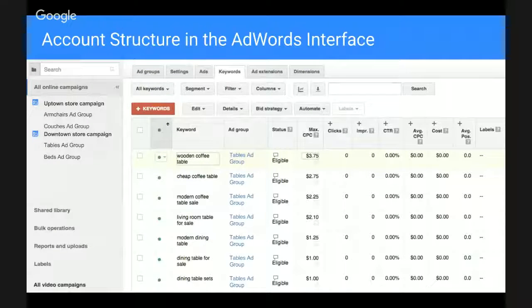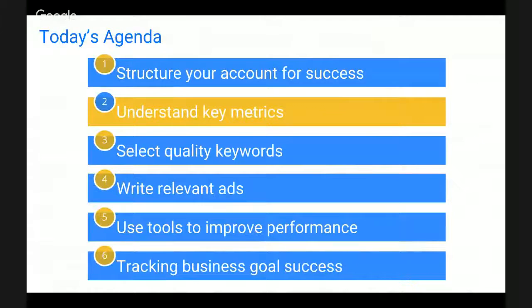Now let's look at the account structure in the AdWords interface. As you can see here, we have your keywords, which you have in a particular ad group. In this case, it is a tables ad group. We have the status, whether they're eligible or not, and the maximum CPC that you've put in. The rest of the metrics we'll cover in the next couple of slides, which is now understanding key metrics.